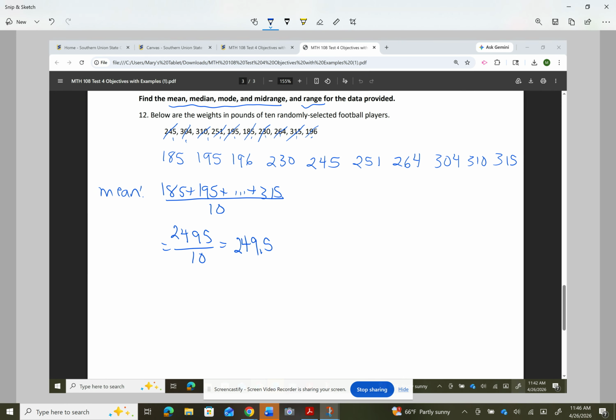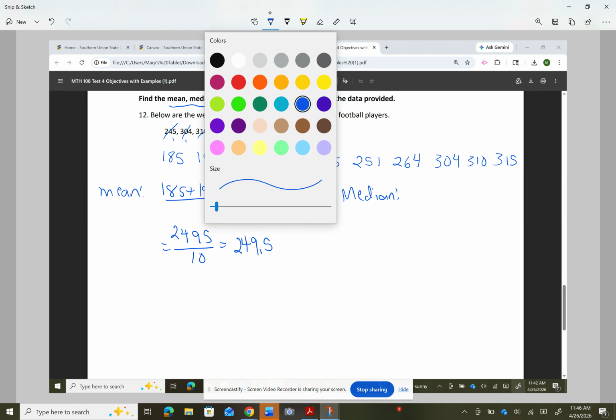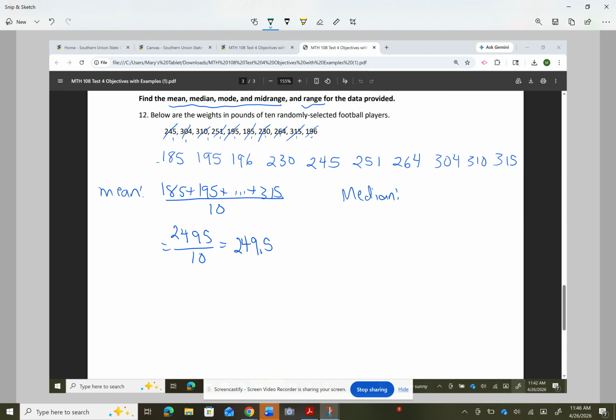That's the mean. Now for the median, I'm going to look for the middle number. But if there's 10 data values, and I go 5 from the bottom and 5 from the top, there's no middle number. The median would be right here. So in a case like that you take the 2 middle values, the 245 plus the 251, and average them.